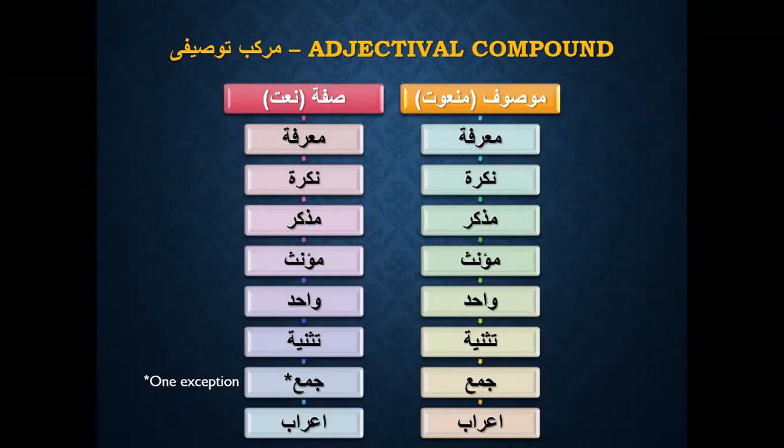But they correspond to each other. This mawsuf and sifa, mawsuf comes first, then sifa. They always correspond to each other. Ma'rifa, ma'rifa. Both should be the same. If this one is mudakkar, that has to be mudakkar. If this one is singular, that has to be singular. They go like this, i'rab wise as well. Marfu, mansub, majroor, they both should be in the same declension.